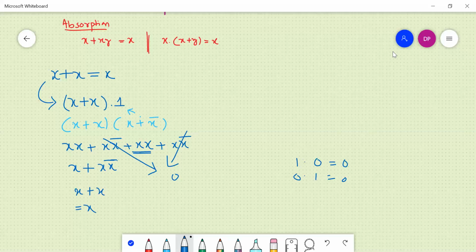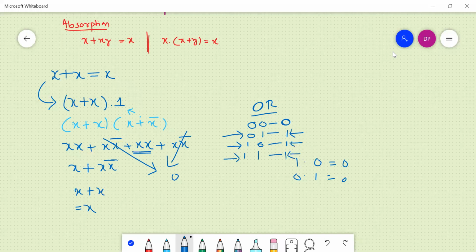So x or with x. Let's write the OR gate truth table here: 0 0, 0 1, 1 0, 1 1. What will be the answer? This is 0, this is 1, this is 1, this is 1. So if any input is high, output will be high. Same thing: see this example, 0 or with 0 is 0, 1 or with 1 is 1. So x or with x is always x.